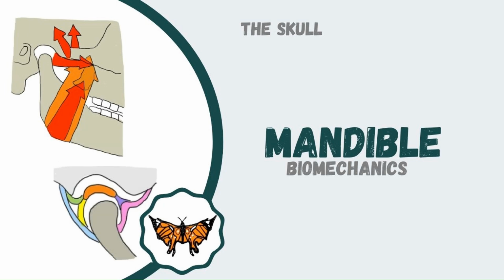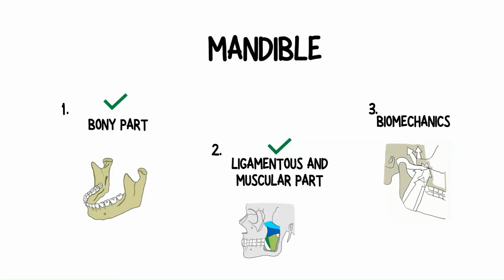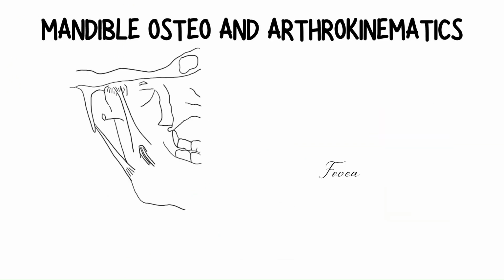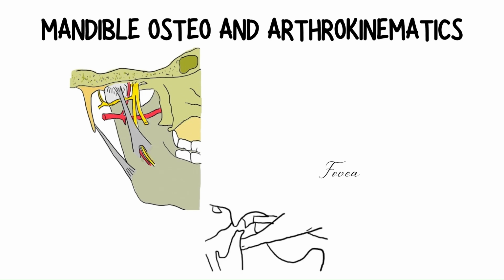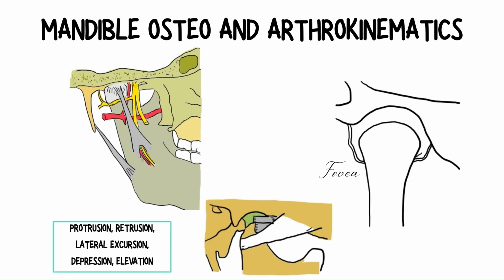Hi everyone. Today we conclude the mandible by talking about its movements and the muscle forces involved, considering the osteokinematics of the mandible, or the observable movements of the bone in space, and the arthrokinematics, or the accessory movements, which, for this joint, mainly concern the movements of translation and rotation. We're going to talk about protrusion and retrusion, lateral excursion, depression and elevation.